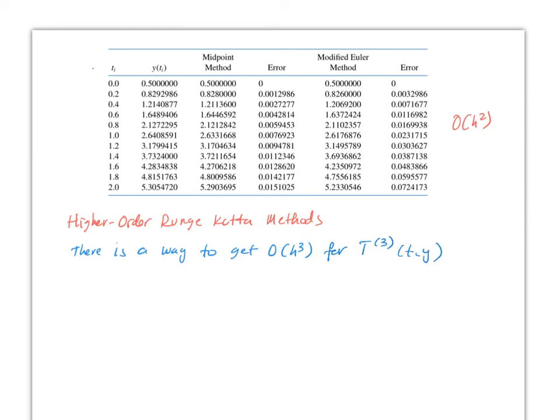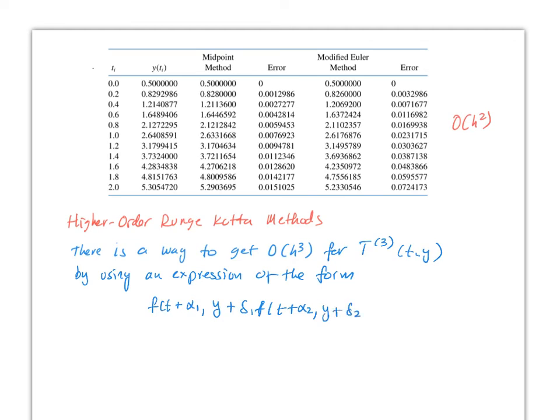All right, so how do we do that? Well, you do this by using an expression of the following form. f of t plus alpha 1, and then the second argument is going to be y plus delta 1 f of t plus alpha 2, y plus delta 2 f of t, y.